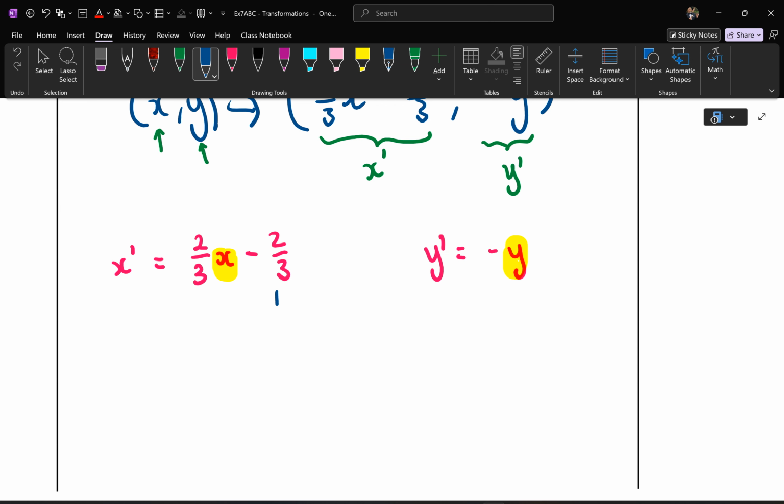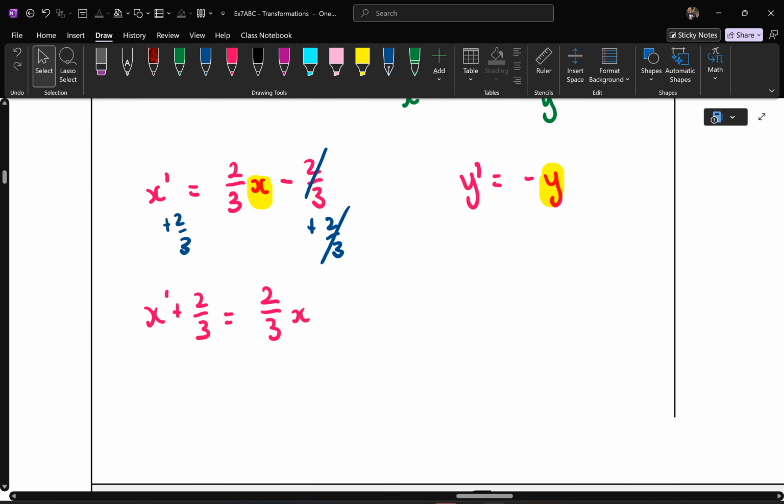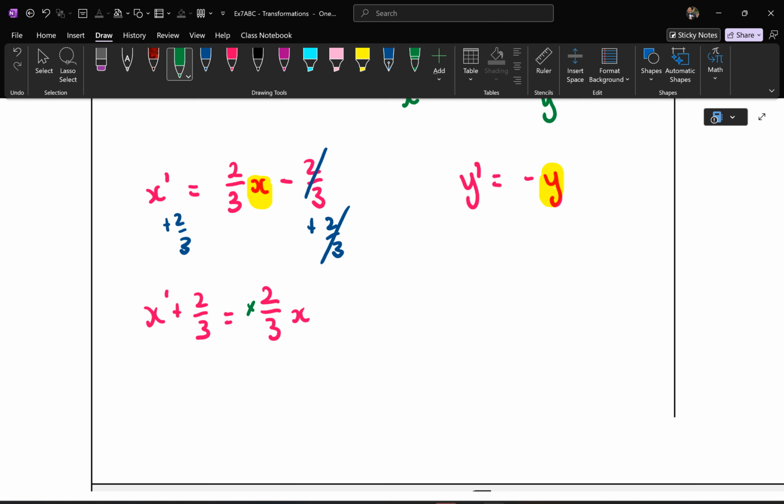I would say add 2/3 on both sides. So add 2/3, add 2/3. 2/3 take away 2/3 cancels out. You get new x plus 2/3 is equal to 2/3 of x. Our goal is still to find x. How do you get rid of the 2/3? There are a lot of ways, but for me the most obvious is to times it by 3 on 2.